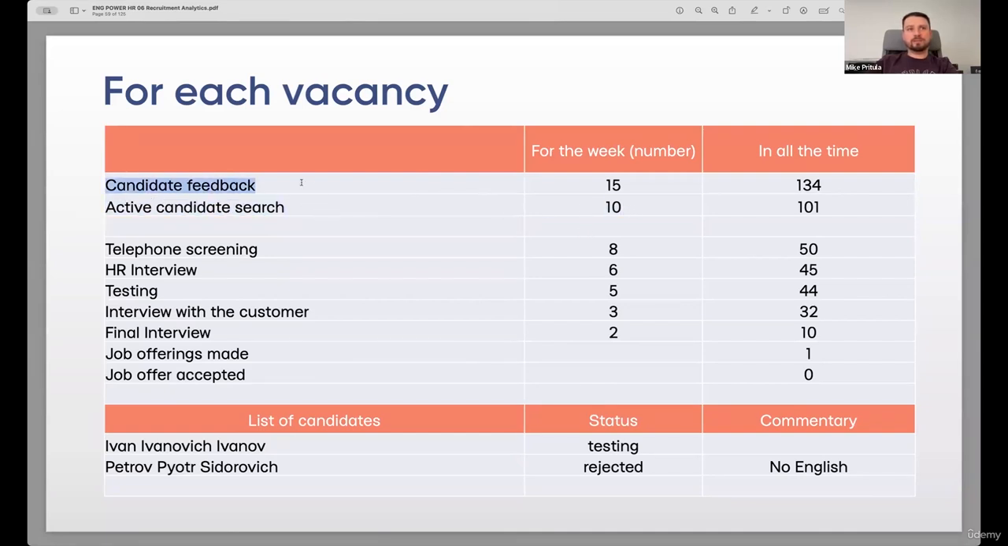So this is applicants, we call them active applicants, and here we call them passive candidates because we actively search for them. Telephone screening, HR interview, testing, and other stages. So we show week by week, so we add columns for each week and we show the total. And also we have a list of candidates with status and comments.